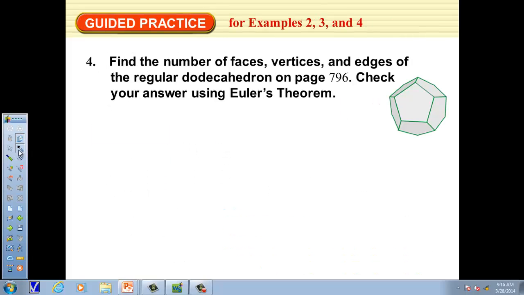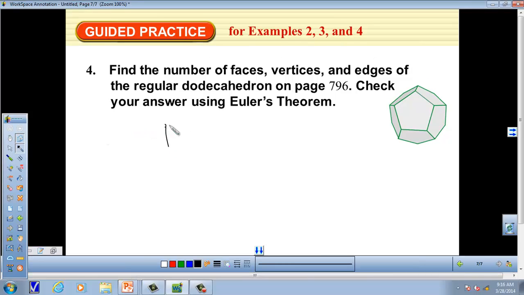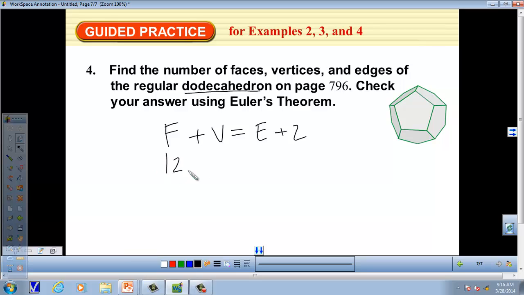Alright, now we're going to look at a dodecahedron. Again, using this formula, number of faces plus number of vertices equals the number of edges plus 2. The number of faces, it's a dodecahedron, so a dodecagon has 12 faces. The number of vertices, we've got 1, 2, 3, 4, 5 here, and then we've got 1, so that's 6, 7, 8, 9, 10, 11, 12, 13, 14, 15.